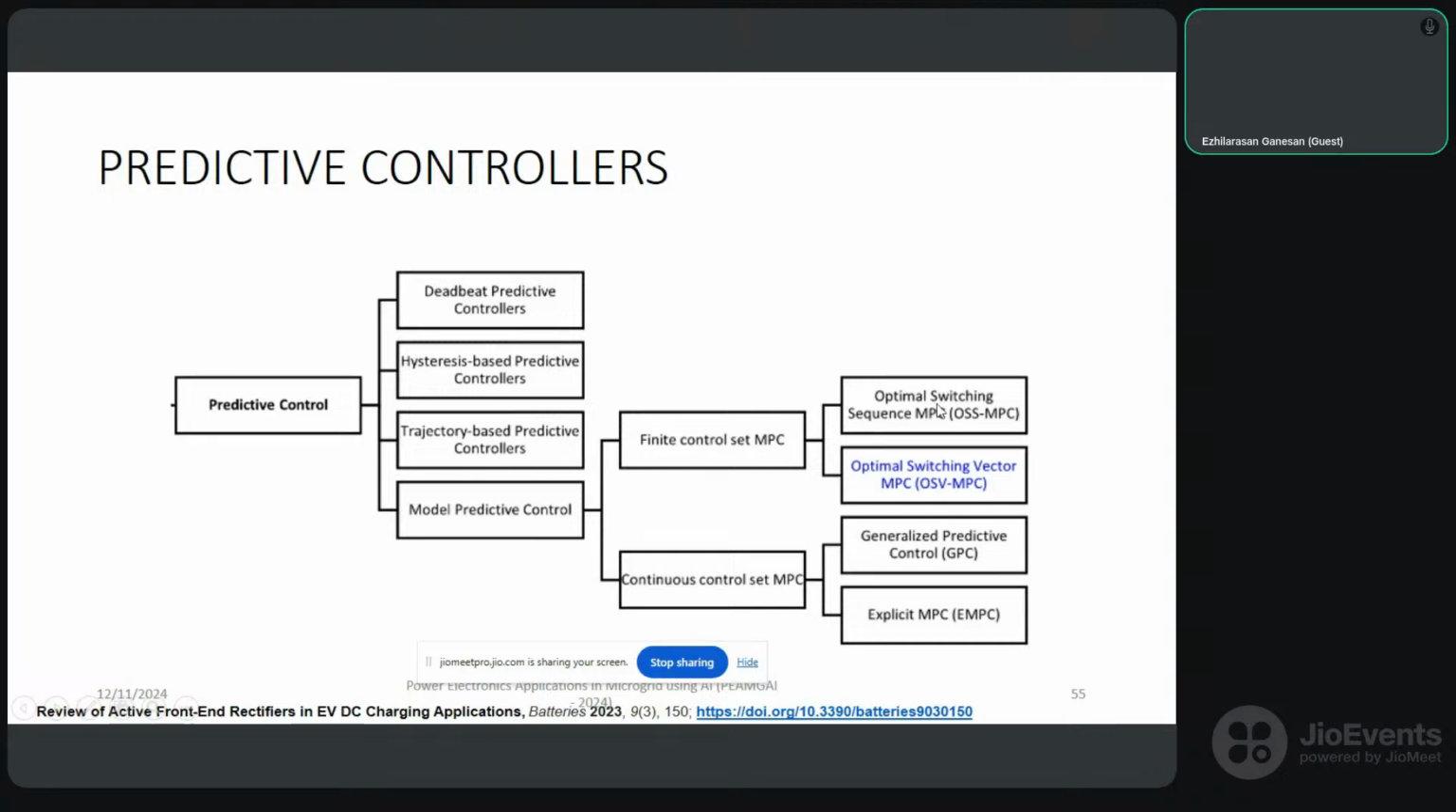It will result in optimal switching sequence. MPC is one of the finite control set. Then optimal switching vector MPC is another control, right? All these controls I am never seeing in many of the PhD work that is presented. All are going for normal control algorithms. You are using whale algorithm, you are using ant colony. That's all these things I am saying. But when it comes to the controllers, people are very choosy.